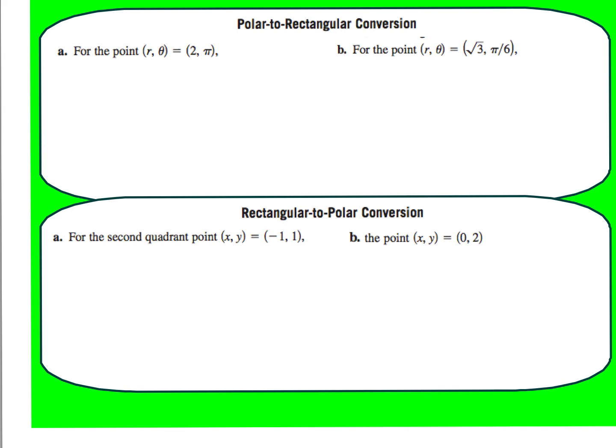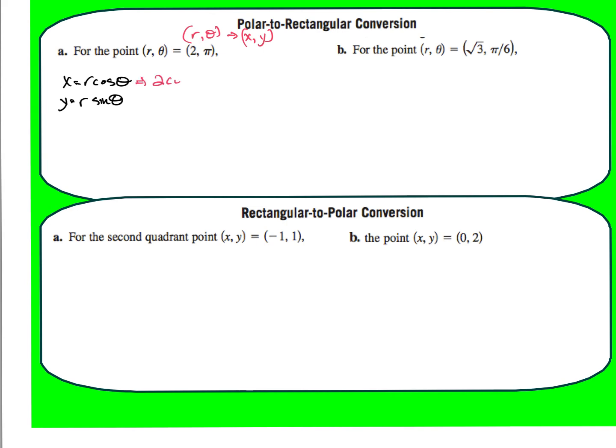Polar to rectangular. So we're going to go from a polar pair, r comma theta, and I want my rectangular pair, x comma y. All right, so I'm going from r comma theta, and I need to go to x comma y. All right, so I'm going to show it algebraically, and I'm going to show you how to do it graphically a little bit. All right, so how do I get to x? X equals what? R cosine theta. All right, and then y would equal r sine theta.